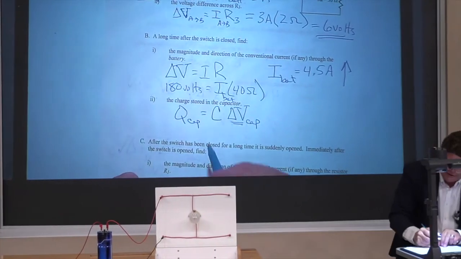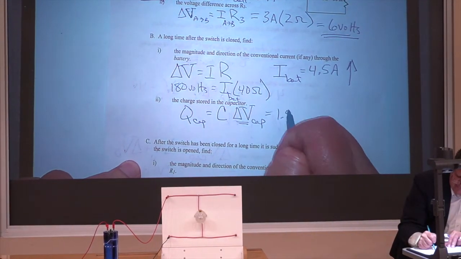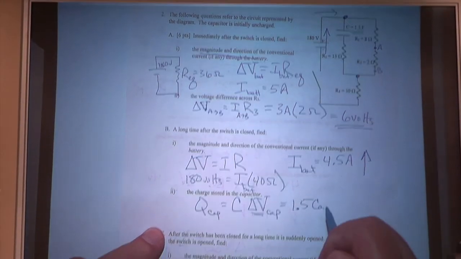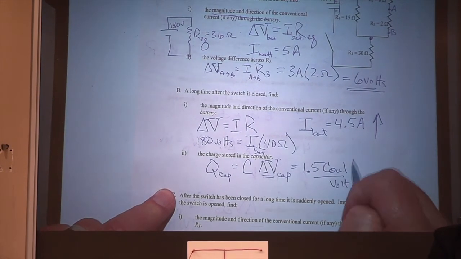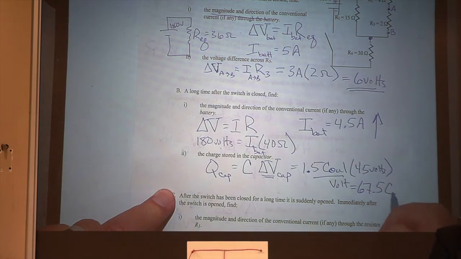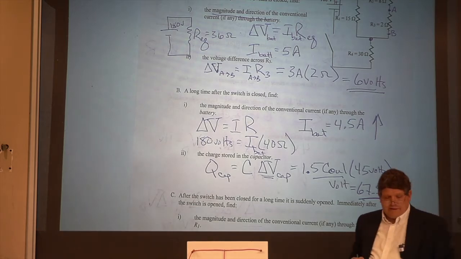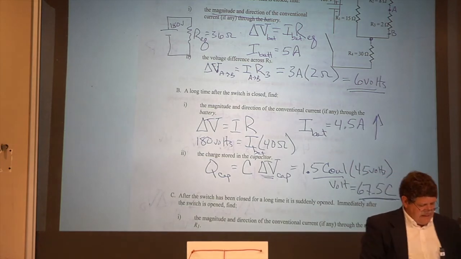The charge is just the capacitance, which we're given in the problem as 1.5 farads. Remember, farad is just a fancy way of saying coulombs per volt. And then I multiply that by 45 volts, and I get 67.5 coulombs. Okay? Now, you'll get something different in your homework problem because you've got different resistances and different battery.